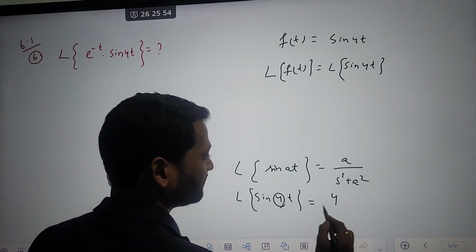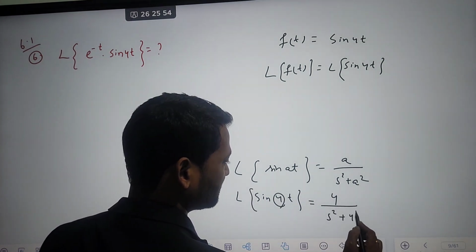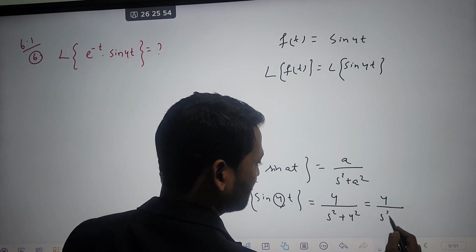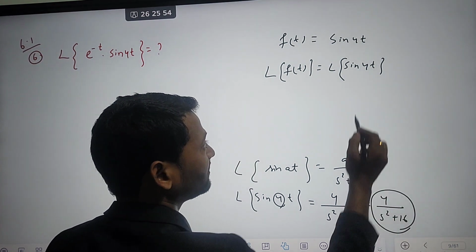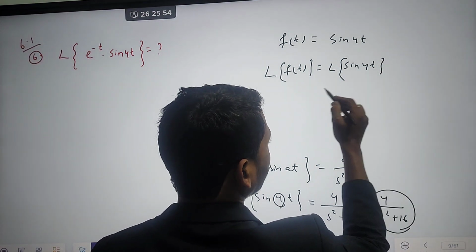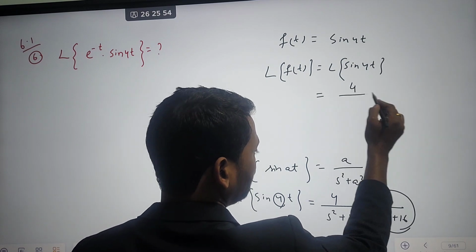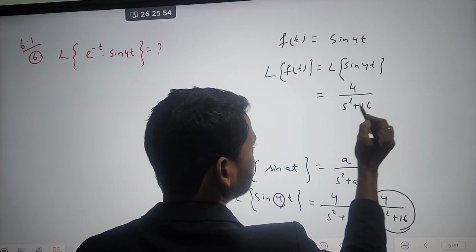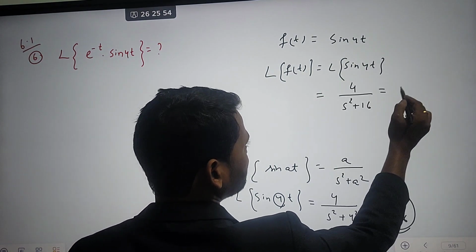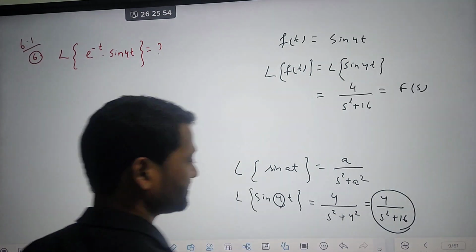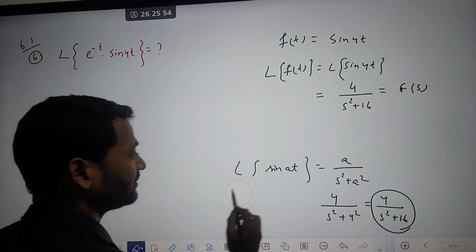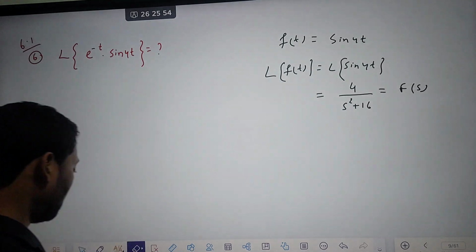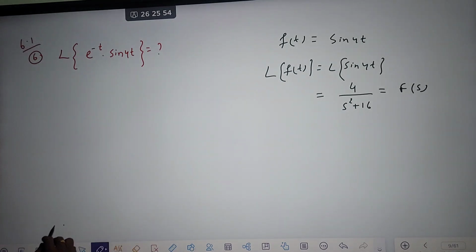a क्या है इधर? 4, मतलब 4 by a square plus a square, 4 square मतलब 4 by a square plus 16. So directly you can write here it is 4 by a square plus 16. So let it is F(s). Then we'll find out Laplace of e to the power minus t.